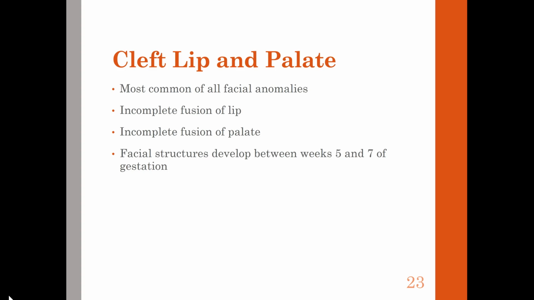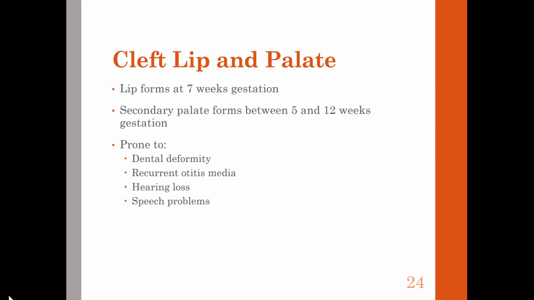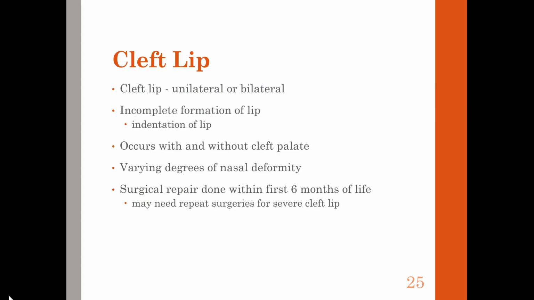Cleft lip is an incomplete fusion of the lip, and the cleft palate is the incomplete fusion of the palate. You don't need to know about when it develops. We typically like to fix these early to prevent the things that they are prone to: dental deformities, recurrent otitis media, hearing loss, speech problems. So we want to fix it early enough to prevent those things. Cleft lip can really be mild to severe. It can be unilateral. It can be bilateral. It can occur with the cleft palate as well.